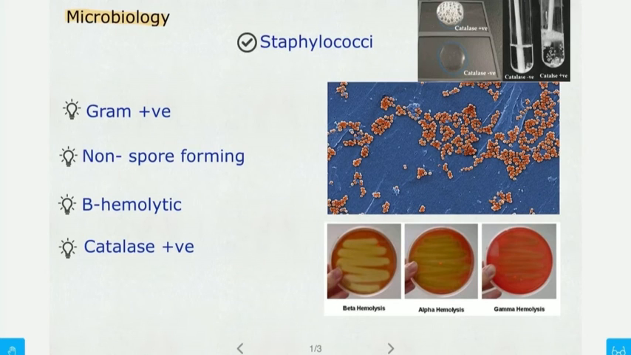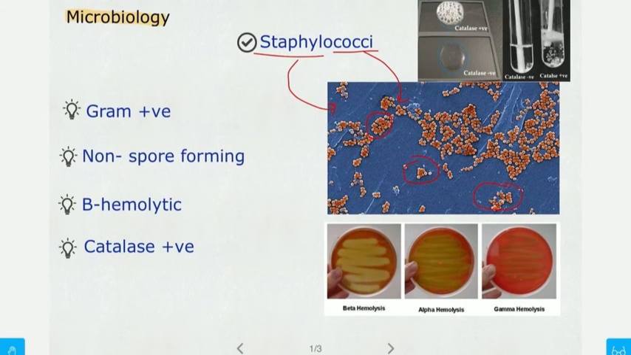Today's topic is about microbiology, and we will be discussing a genus of bacteria known as Staphylococci. To begin with, let's break down the name of this bacteria. First of all, cocci stands for the round shape of this bacteria, as you can see in this image, while staph stands for the clustered arrangement of this bacteria, as you can see again in this image.